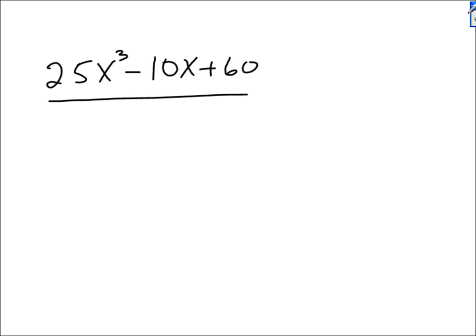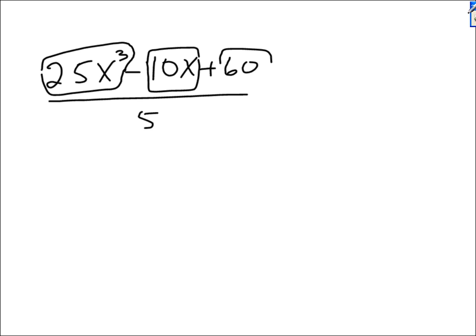Do a similar one. Suppose you have 25x cubed minus 10x plus 60. You want to divide this by 5. Remember, these are the terms. The terms are separated by addition and subtraction symbols. There's one term, the second term, the third term. The only things in the numerator that don't have a box around them are the addition and subtraction symbols.